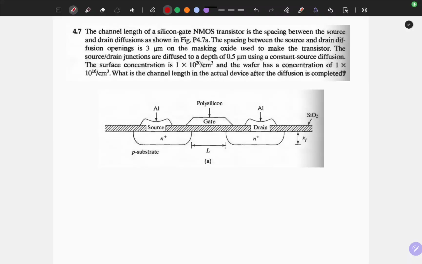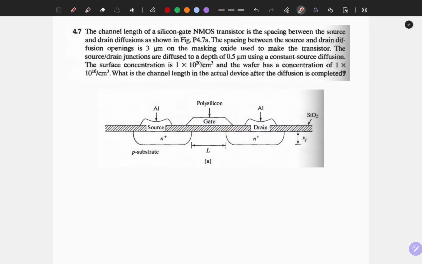Introduction to Microelectronics, problem 4.7. The channel length of a silicon gate NMOS transistor is the spacing between the source and drain diffusions, and the spacing is currently 3 micrometers on the masking oxide used to make the transistor. So this length is 3 micrometers.